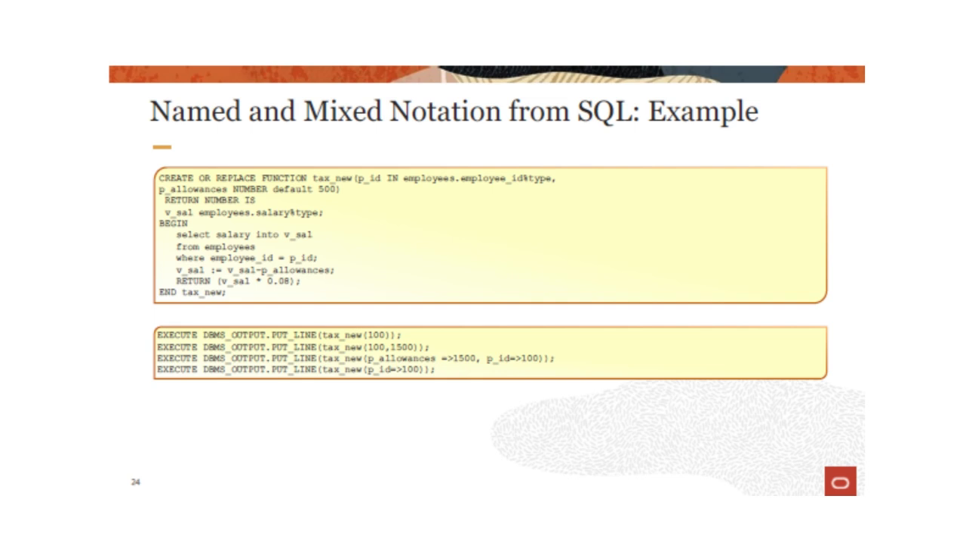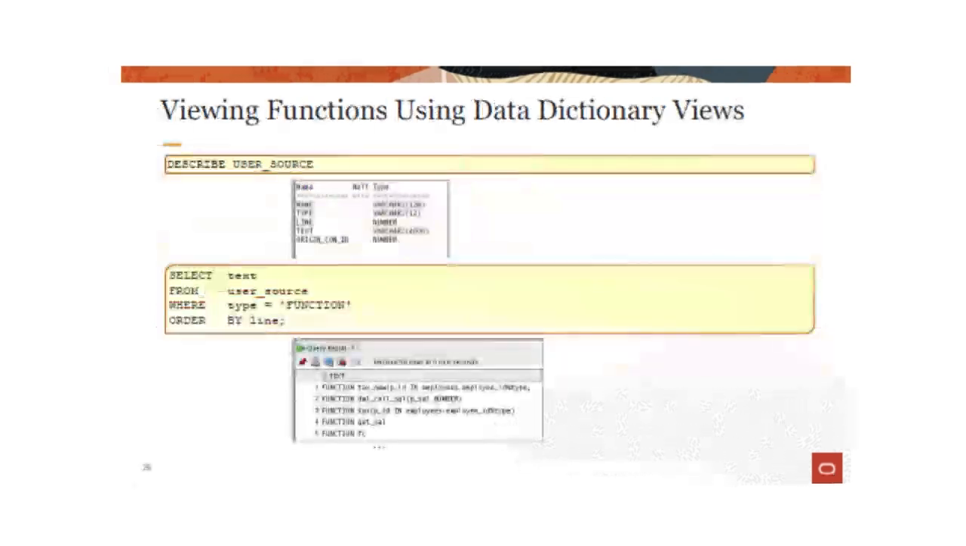The second function call also uses positional parameters where the first value represents the employee_id and the second value represents the allowances for the employee. The third function call uses named parameters where the values of the parameters are mentioned along with the names. The fourth function call has the parameter employee_id with the named notation, and the parameter p_allowances is provided through the default value.